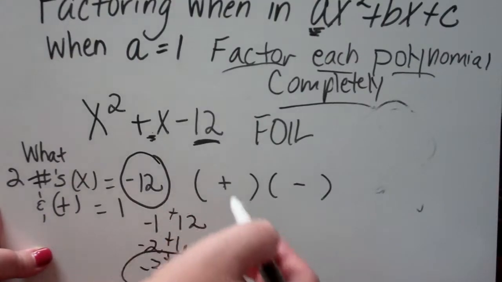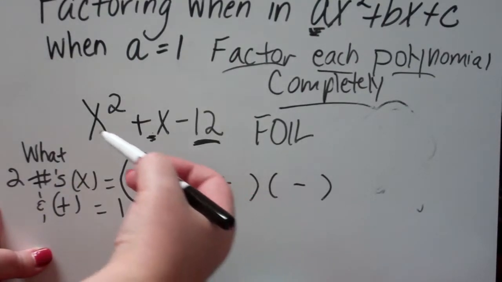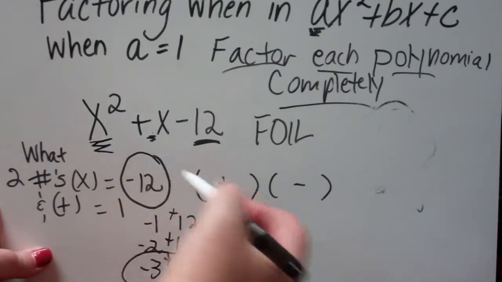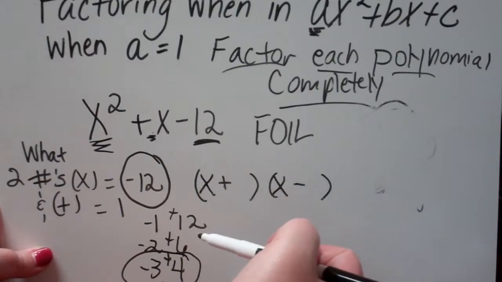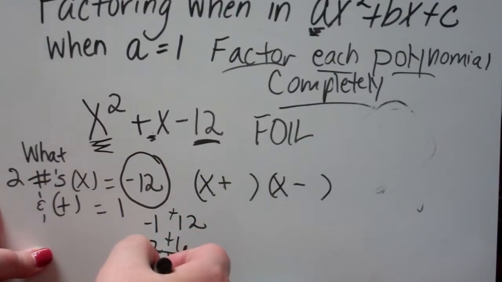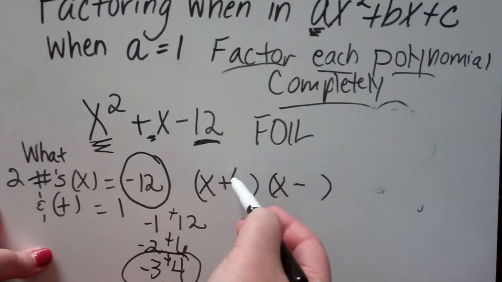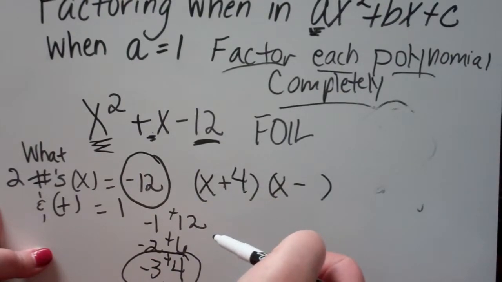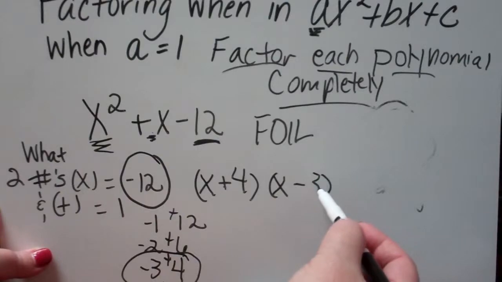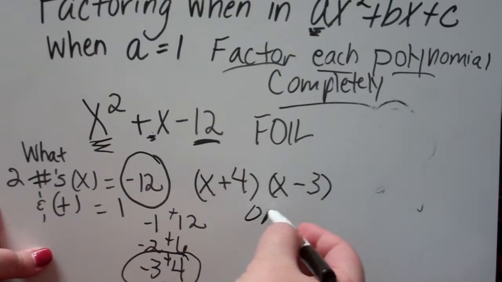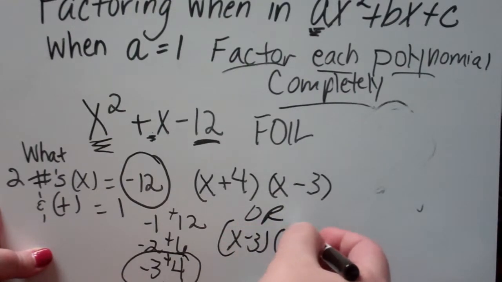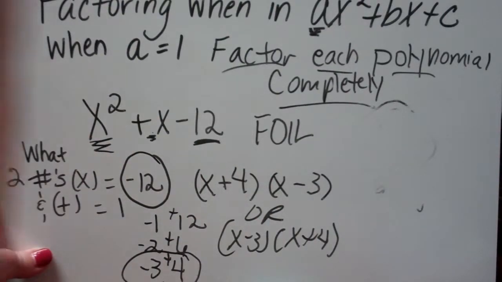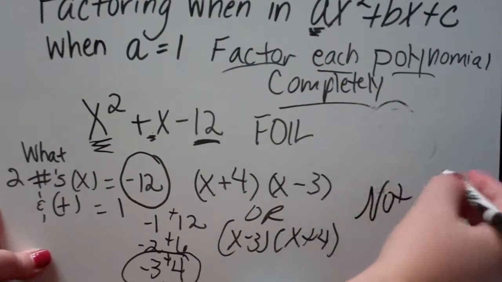So let's put them correctly here. Anytime we have just an x squared, the two things that multiply together to give us x squared are x and x. Now let's fill in our numbers: the positive 4 and the negative 3. Or we could write it like this. That's also correct. Not this.